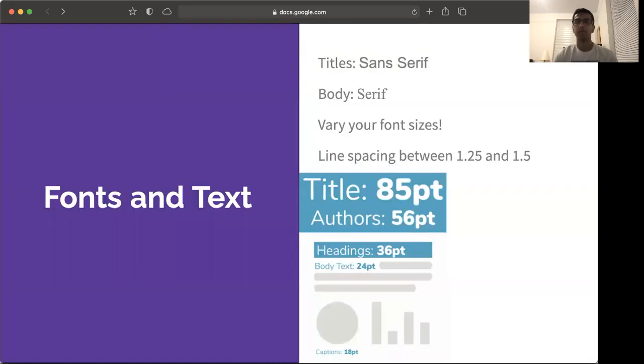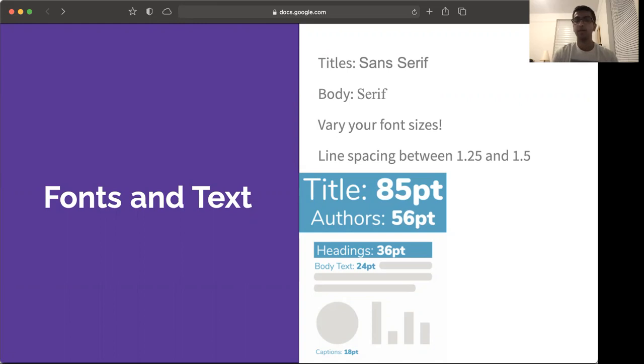So fonts and text. So serif is the little lines on the end of letters. You can see it mostly on the S there. So you want your titles to be sans serif. That means without serif, because it's just cleaner and it's easier to read when it's a large font size. And conversely, your body should be a serif font because that's easier to read when there's a lot of text. So an example of a sans serif text is Arial, and a serif text is Times New Roman.